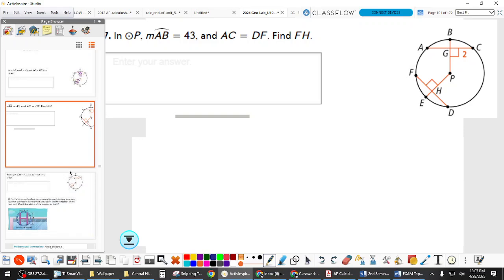Chord. It's chords. Okay? How come? You're finding half of the length. Yeah, and the only thing, well, not the only thing. AC and FD are both chords, right? And then the other two lines are radius. Anyway, so it says AC and DF are the same. Find FH. So this little length.